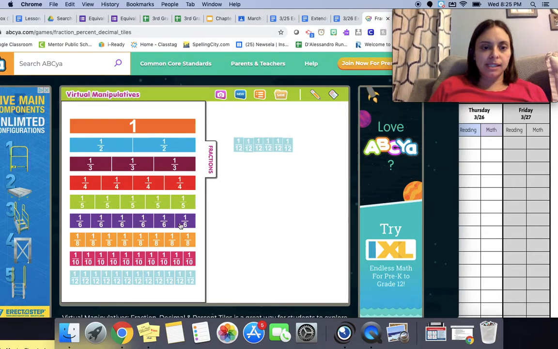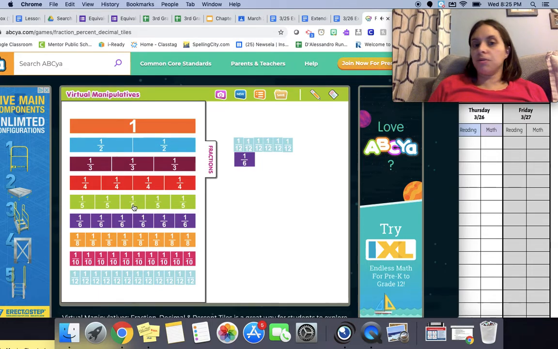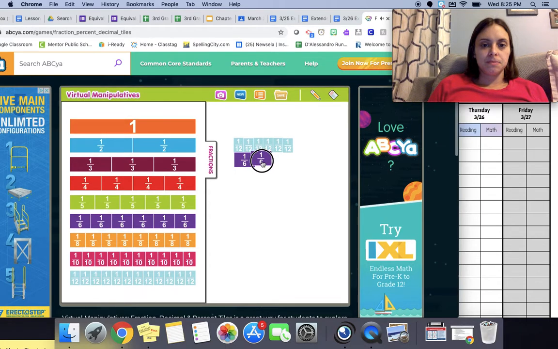So these are my sixths pieces. These are pieces that are divided into 6 equal parts. How many of these would be equivalent to 6/12? And I can just line them up and compare. Clearly, 1/6 is not equivalent to 6/12 because they are not the same size. 2/6 is also not equivalent to 6/12.